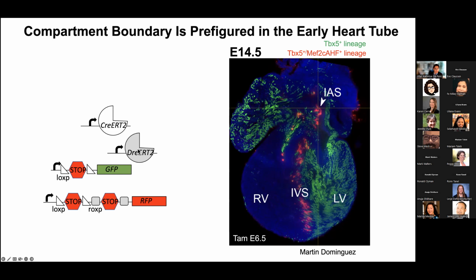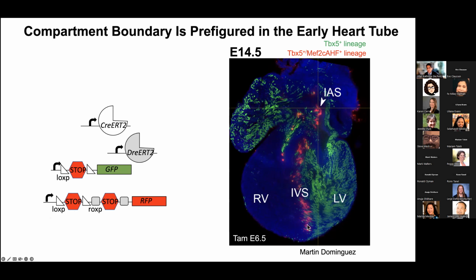And then I mentioned the Dre. This reporter is a little bit different. This is considered a dual or an intersectional reporter. So this is a reporter where there are both LoxP and RoxP sites. This reporter only turns on when both the LoxP sites and the RoxP sites are excised, so only in these double positive populations. And so that's what's shown here in red.